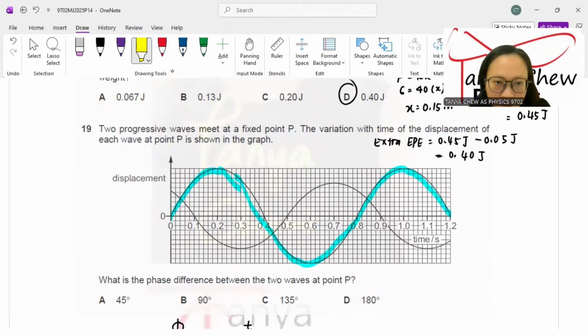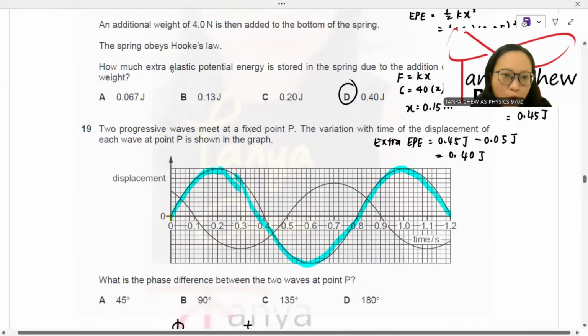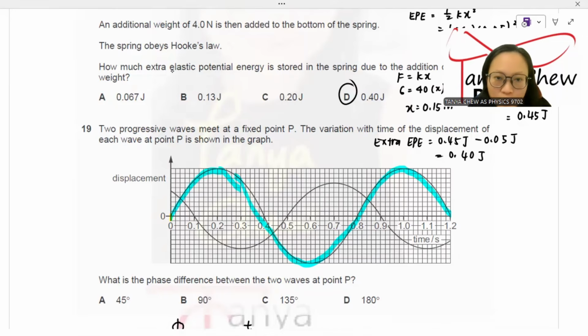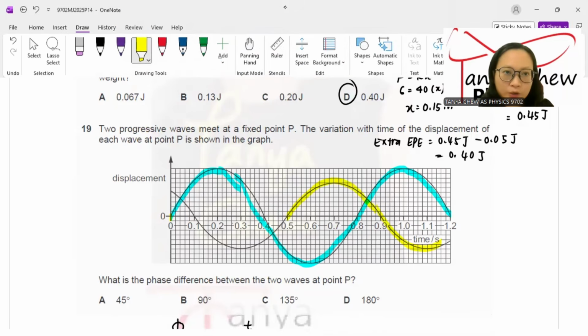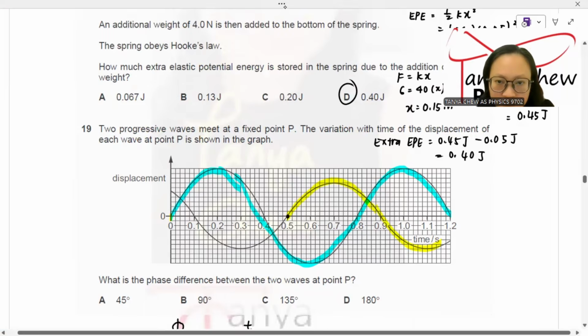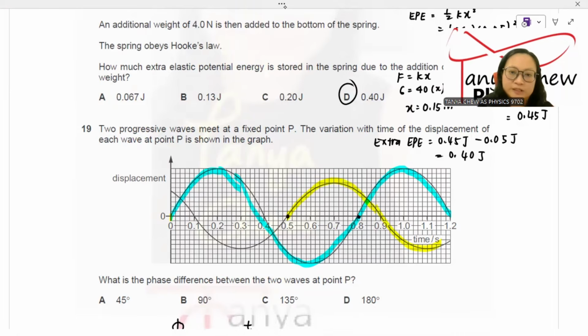If I want to compare, I don't want to compare from this point because I don't know what is the time of displacement of this yellow wave. If I want to compare, maybe I start from here of the yellow wave and I compare with the blue wave. Right. So when I start from here, okay, 0 point of the yellow wave and 0 point, I assume it to be 0 point of the blue wave. Right? So you could see that this yellow wave is leading because it comes first.